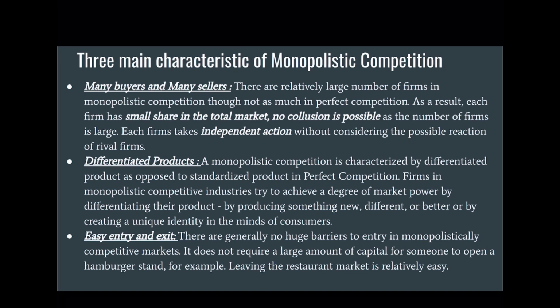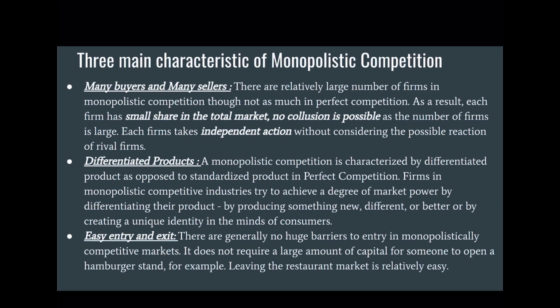Three main characteristics of monopolistic competition: many buyers and many sellers. The relatively large number of firms in monopolistic competition, though not as many as in perfect competition. As a result, each firm has a small share in the total market. No collusion is possible as the number of firms is large. Each firm takes independent action without considering the possible reaction of rival firms.